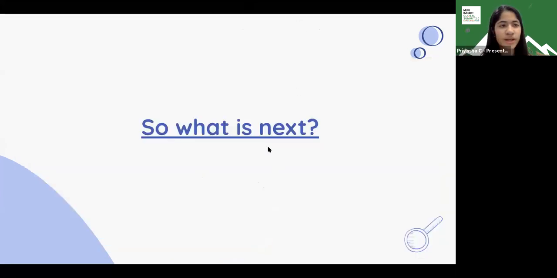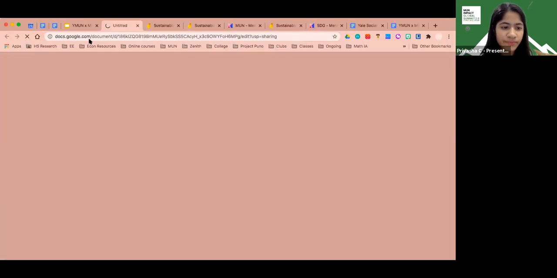So we've talked a lot about what the SDGs are. We've brainstormed about how you can tackle SDGs in your own community, what SDG is most important in your community. We've also talked about Yale MUN and its Social Impact Challenge, as well as given you some ideas on projects that you can initiate. So what is next? That really depends on what you want to do, but we have a document that I will paste in the chat right now.